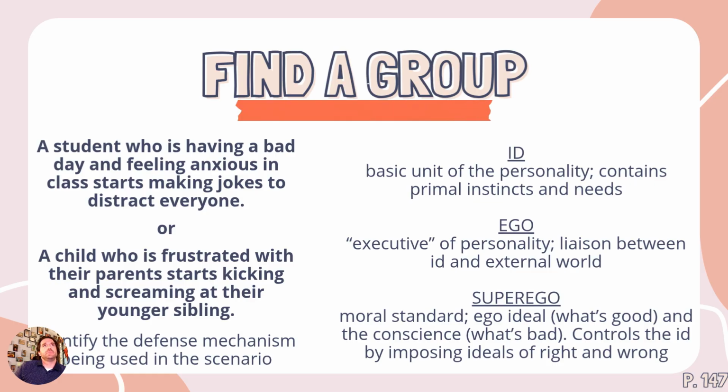All right, so we have a student who is having a bad day and feeling anxious in class and starts to make jokes to distract everyone, or a child who is frustrated with their parents and starts kicking and screaming at their younger sibling. Think about the defense mechanisms this kid might be using, right? They might be using denial, refusing to face unpleasant reality; projection, attributing your own unacceptable traits to each other; rationalization, justifying behavior with logical sounding excuses; displacement, redirecting anger from a primary target to a safe substitute like a sibling.